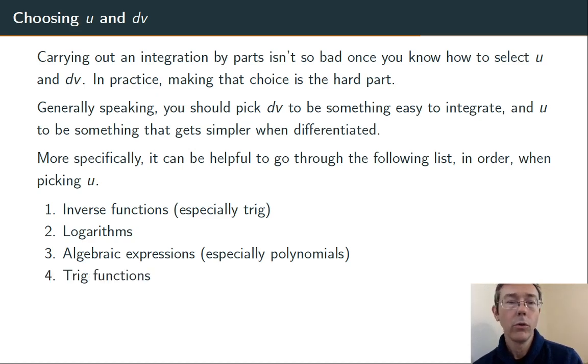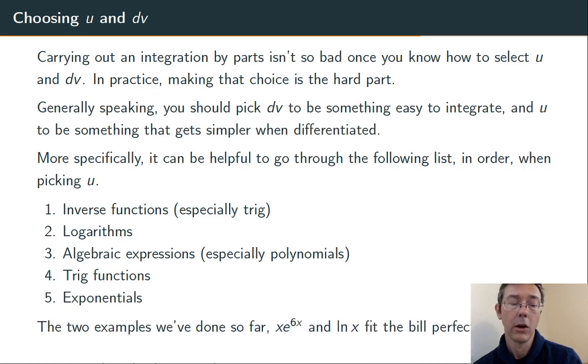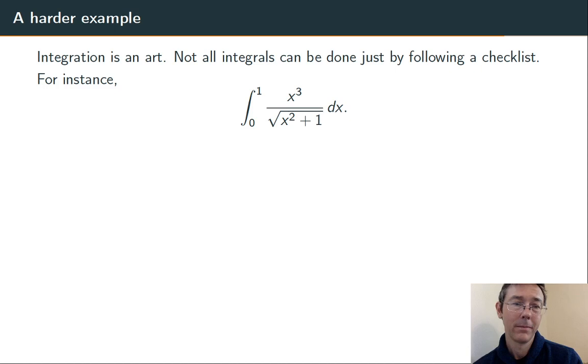These last two get harder. If everything else fails, you can consider letting u be a trig function or an exponential. If you have to resort to that, things end up being pretty hard. Again, the two examples we've done so far fall exactly into this paradigm. In the first case, we had an algebraic one. In the second one, a logarithm. Things aren't always so simple. You can't always just go through that checklist.